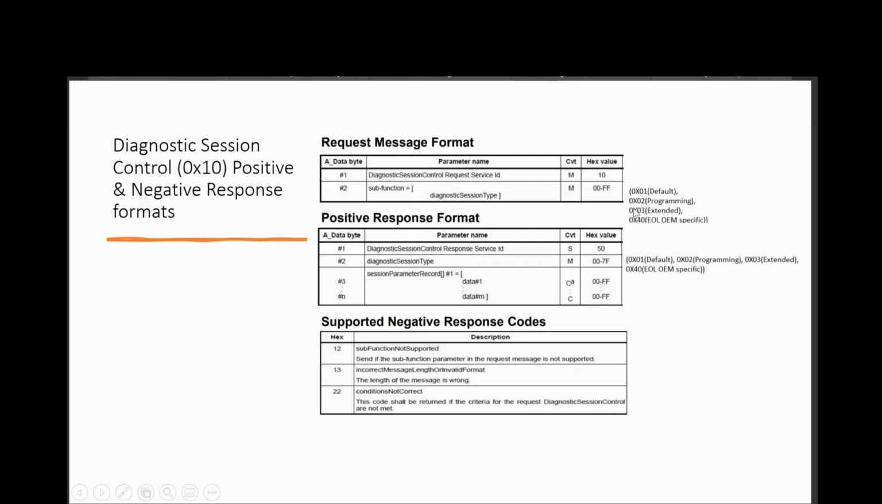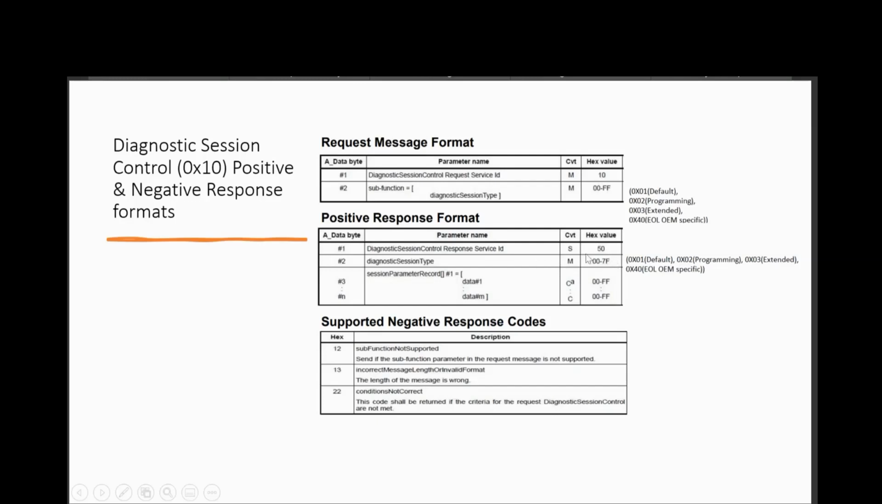Suppose if you want to switch to extended session, for example 10 03, you have to give a request like this. Then the ECU will respond with a positive response. For example, as I told, this 40 addition will be common for all the services. For 10, if you add 40, then 10 plus 40, it will be 50.